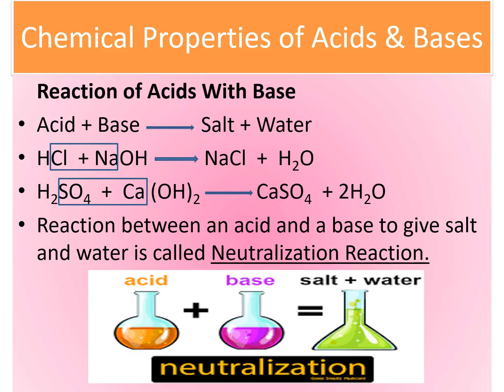Similarly, in another one, calcium hydroxide is a base and sulfuric acid is an acid. So here also the same thing happens. Calcium, the metal cation from the base, combines with the sulfate anion from the acid to form a salt, calcium sulfate, and hydrogen and hydroxide ions combine together to form molecules of water.